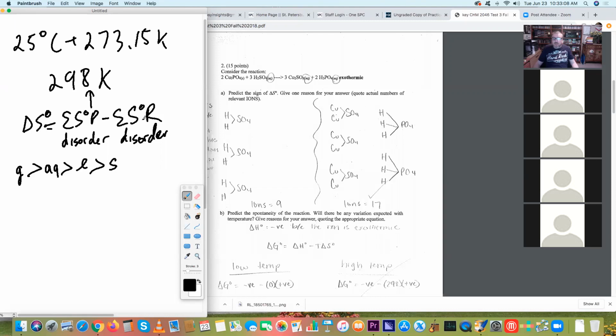So that would mean there's a total of 9 ions on the reactant side. And on the product side, we have 3 CaSO4, so that would be 9, and then 2 H3PO4s, that would be 8. 9 and 8 is 17. So we have 9 ions on the reactant side and 17 ions on the product side. That's more proof that there's more disorder on the product side than the reactant side, which is why we're expecting a positive value for delta S. Does anybody have any questions about part A there?